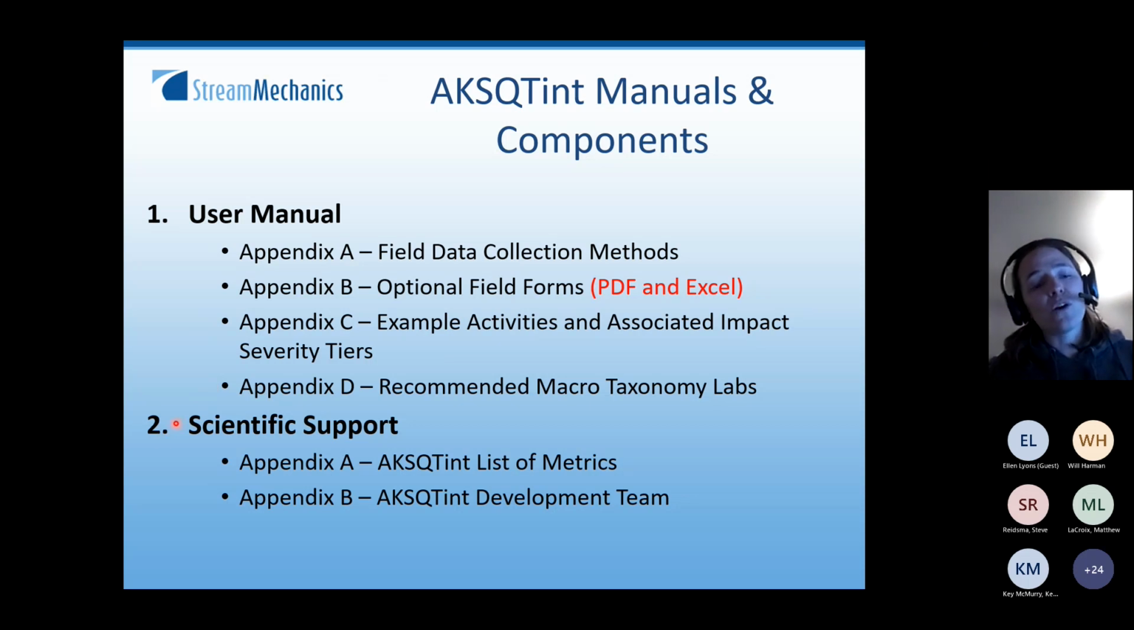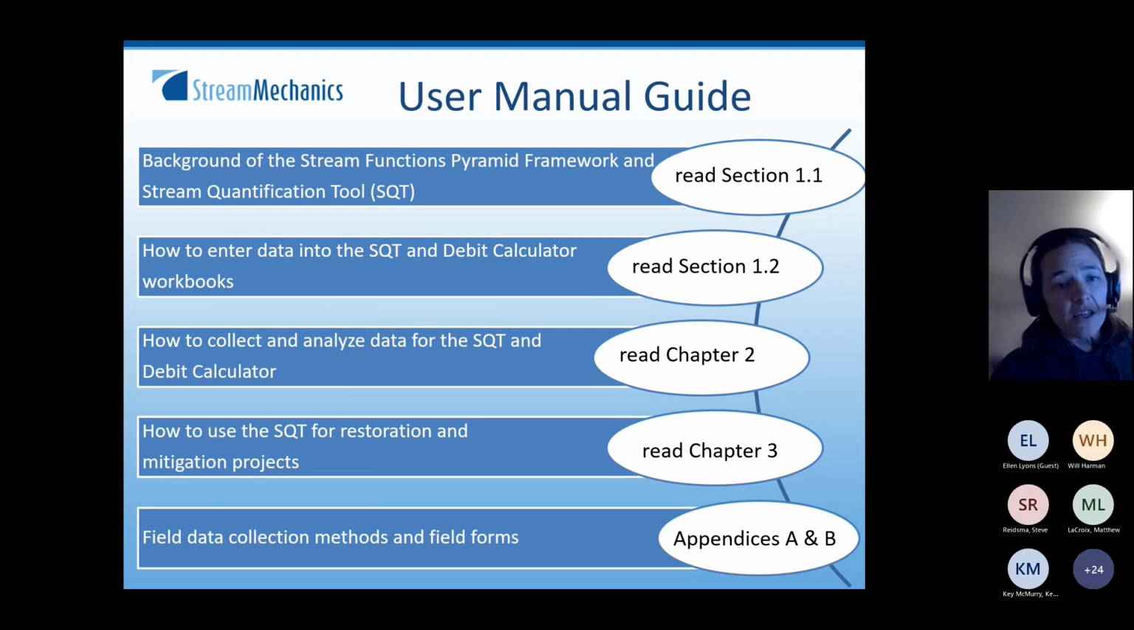You also have this big, wonderful document. If you are super excited about the reference curves that I showed in the presentation, all of our logic and all of our reasoning is outlined in this scientific support document. Appendix A is the list of metrics, where for every metric it lists the stratification and then the threshold values that we assigned to develop the reference curves. It also outlines the development team that provided assistance in determining those reference curves for developing the SQT.